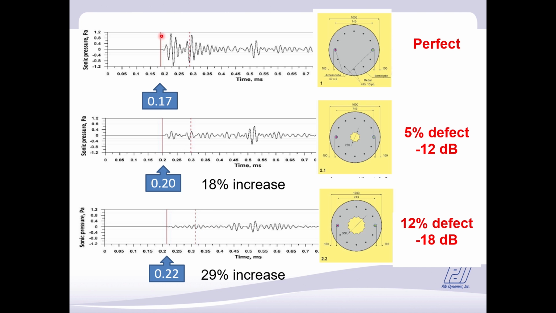Notice also that the first arrival time is 0.17 milliseconds. For the 5% defect, it's 0.2 milliseconds, which is an 18% increase in the first arrival time. And for the 12% defect, we have an arrival time of 0.22 milliseconds, or a 29% increase in arrival time compared to the actual signal. So if most of the pile is good and intact, good quality concrete, but we see a 29% increase in arrival time, we know that we have a relatively large defect in the system.